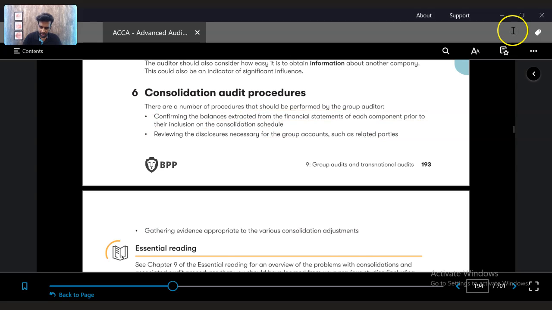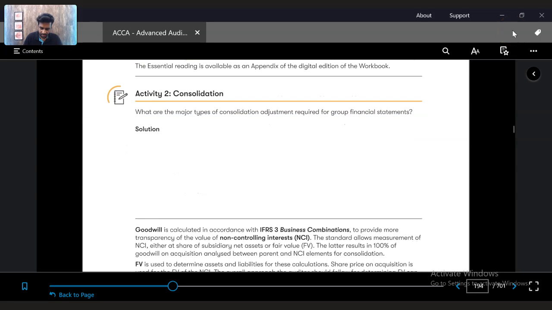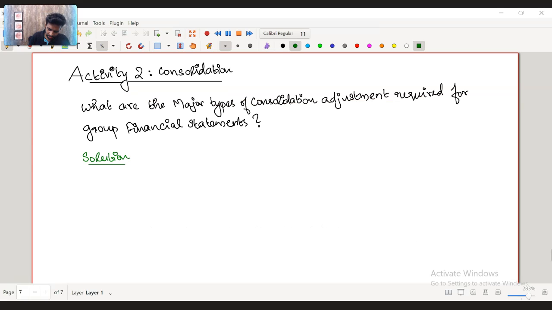So depending upon that, let's look at an activity. What are the major types of consolidation adjustment required for the group financial statements? Let's try to answer this particular question. So let's look at the solution.